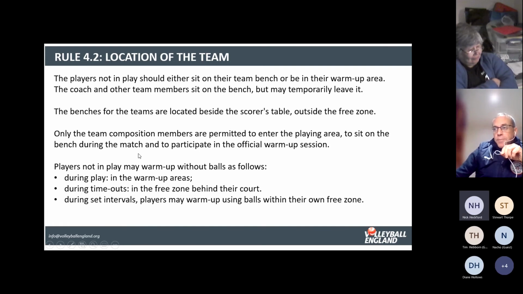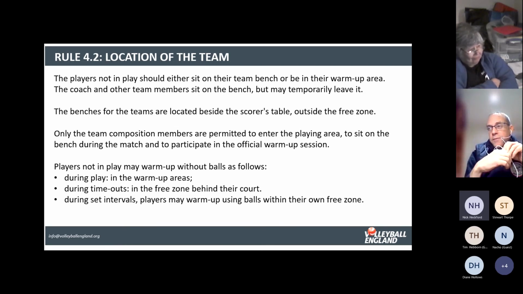Players not in play may warm up without balls during play in the warm-up areas, during timeouts in the free zone behind the court, that's not on the court, that's in the free zone behind the court, and during set intervals, they may warm up with balls in their own free zone. Okay, so those are the distinctions.